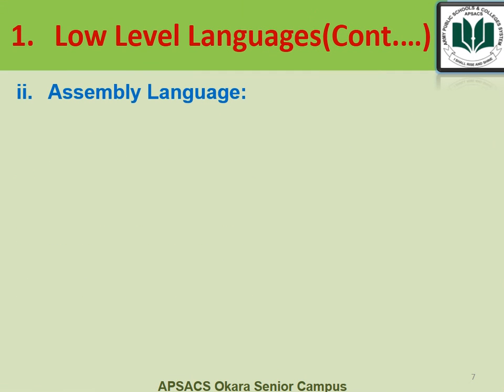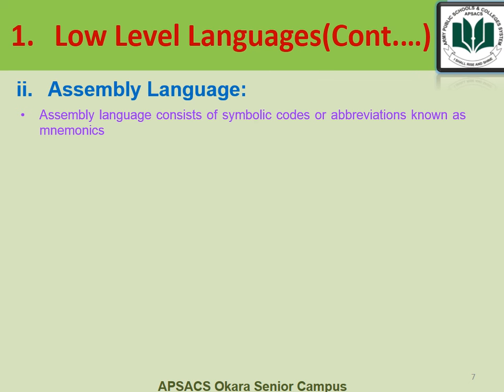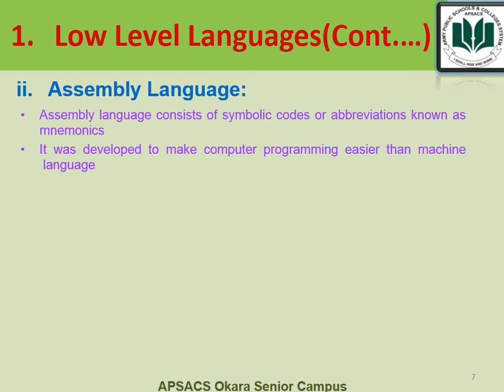So the next topic is assembly language. Assembly language consists of codes or abbreviations known as mnemonics. Mnemonics are codes or specific symbols that we have to remember. It was developed to make computer programming easier than machine language. So the purpose behind making this language was to make programming easier than the machine language.